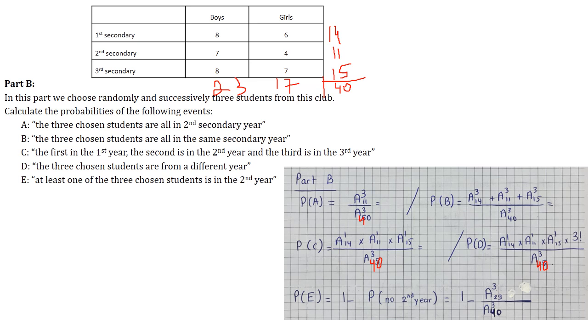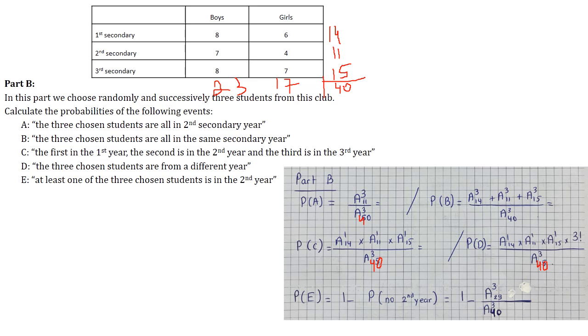Now, the three chosen students are from a different year. So one from the first, one from the second, and one from the third. But they didn't give us the order, so I have to multiply it by 3 factorial. So A1 14, A1 11, A1 15 times 3 factorial over A3 40. Okay? So pay attention here.